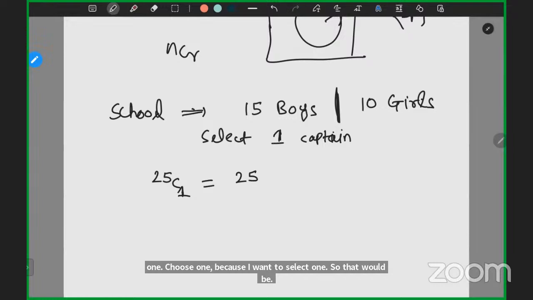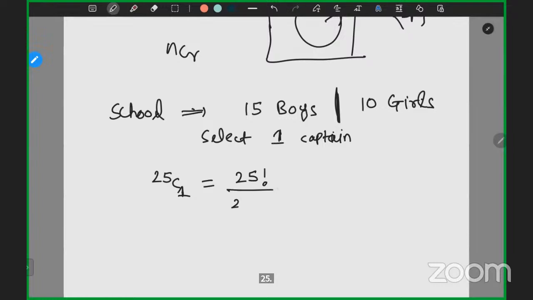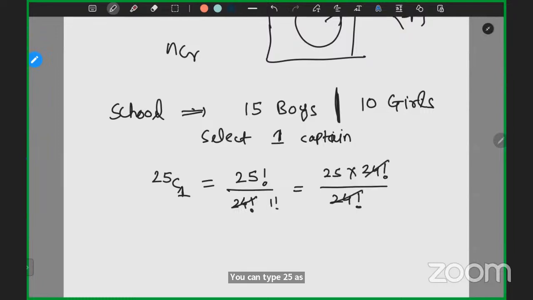You can solve this: 25 factorial over (25 minus 1) factorial, which is 24 factorial, and 1 factorial. If you write 25 as 25 into 24 factorial, now I can cut. Same thing, that would be 25, right?